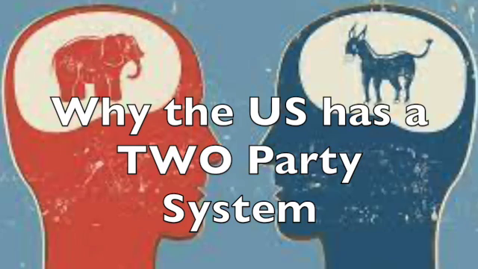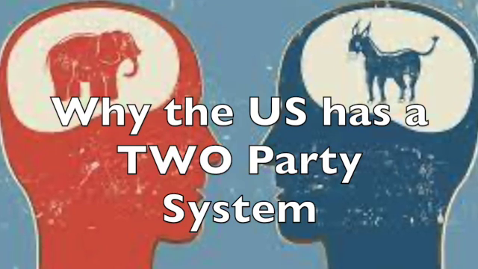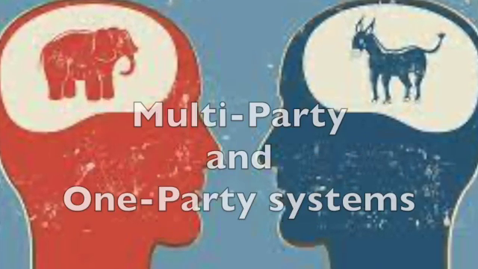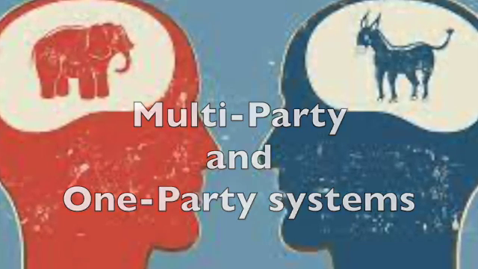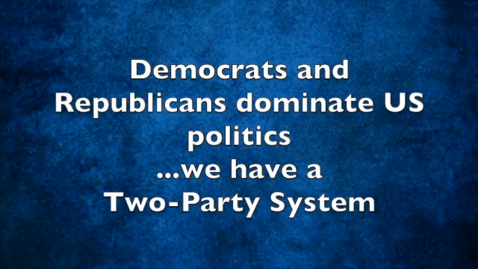In this video we are going to go over the reasons the United States has a two-party system. We will also go over what a multi-party system is and a one-party system is. As it is today, the two major parties, the Republicans and the Democrats, dominate American politics. This means that we have a two-party system.